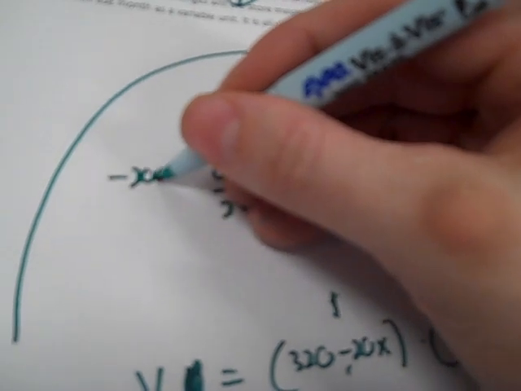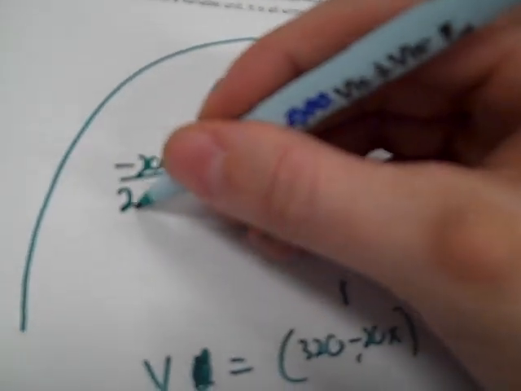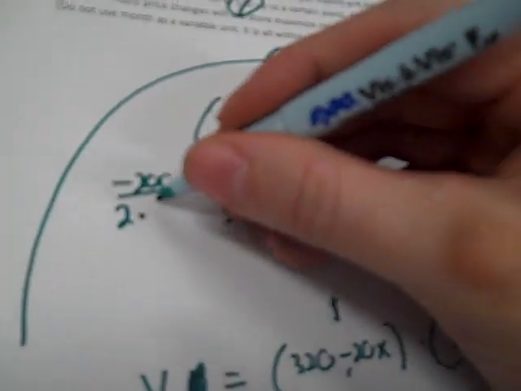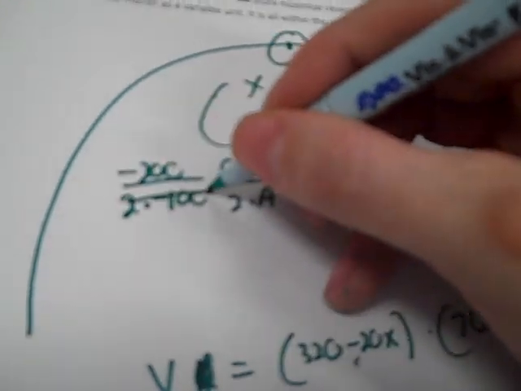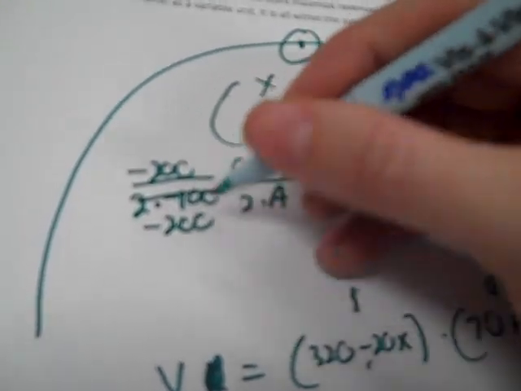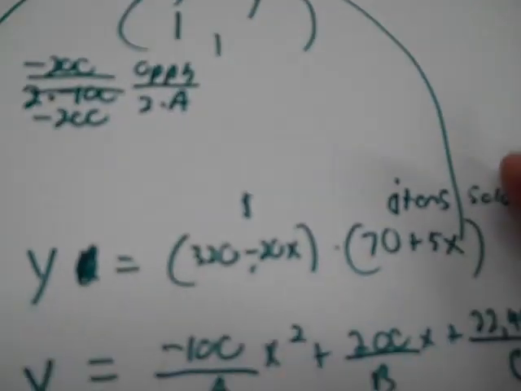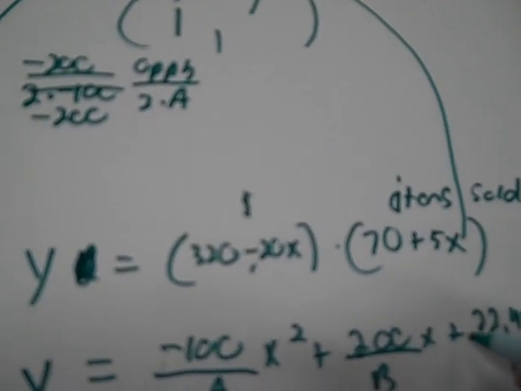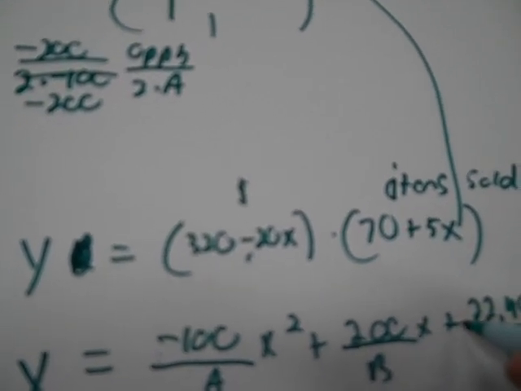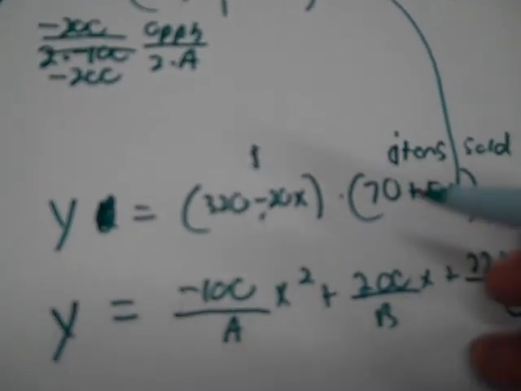Okay, so the opposite of B is going to be negative 200. And I take my 2 and multiply it by negative 100. So that's negative 200 and then divide, that's 1. So really you only drop it by $20 once. You drop it down to 300 and then that's the maximum revenue.